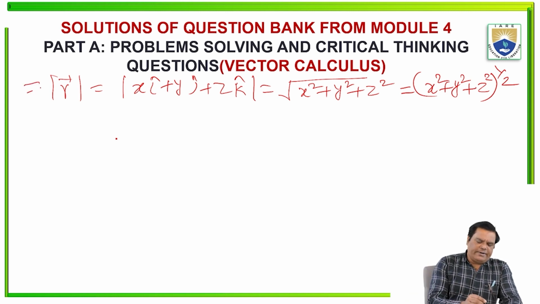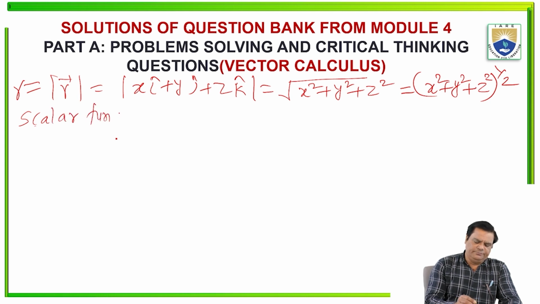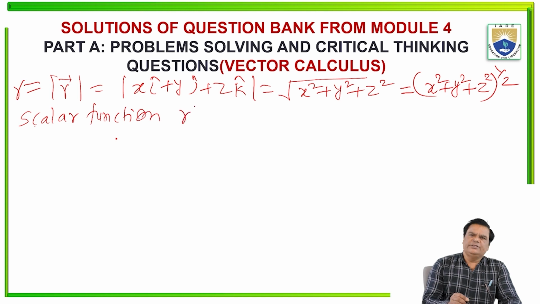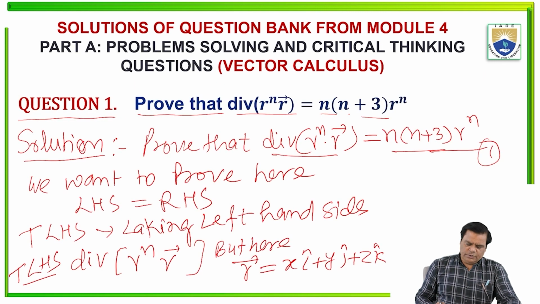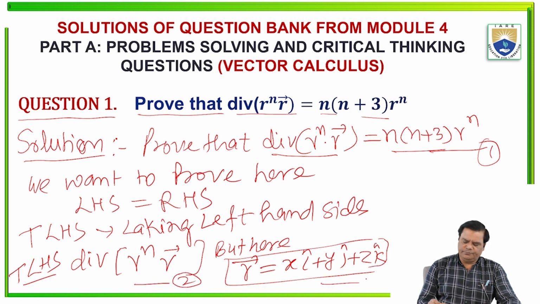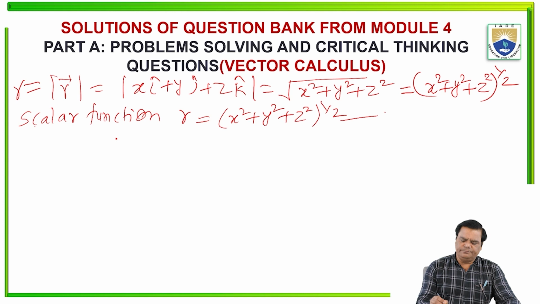So this is known as r. This is a scalar function r, it is not a vector. r is x square plus y square plus z square, whole to the power half. This is equation 2, this is equation 3, and this is equation 4.